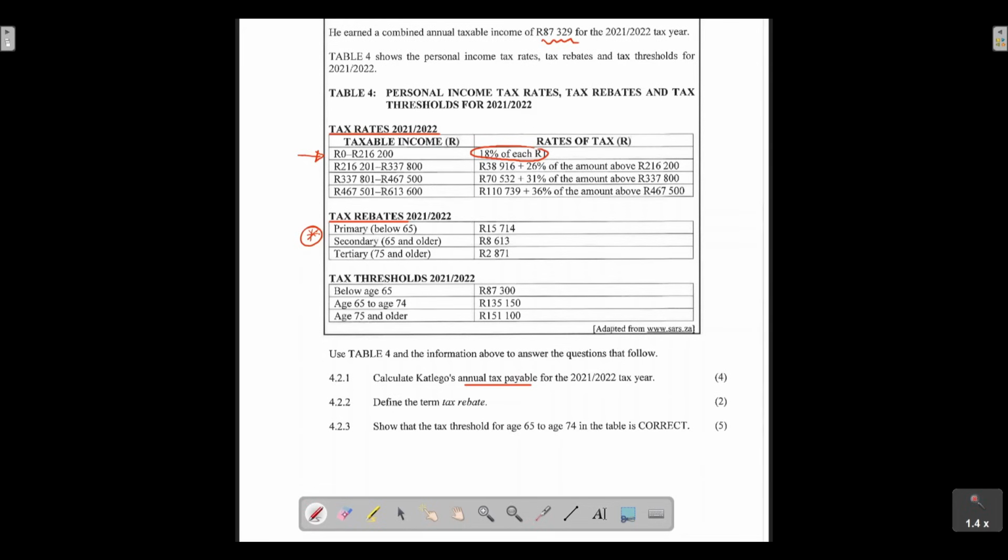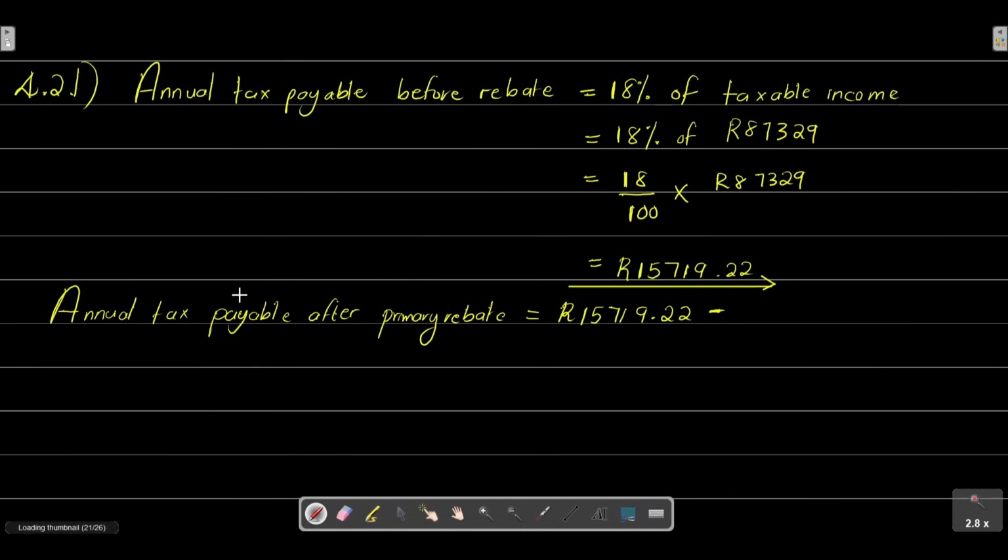15,714. Okay, so we're going to subtract that. Therefore, the annual tax that Katlawa is actually going to pay after the primary rebate is just going to be 5 rand and 22 cents. That is the amount that Katlawa is going to pay to SARS.